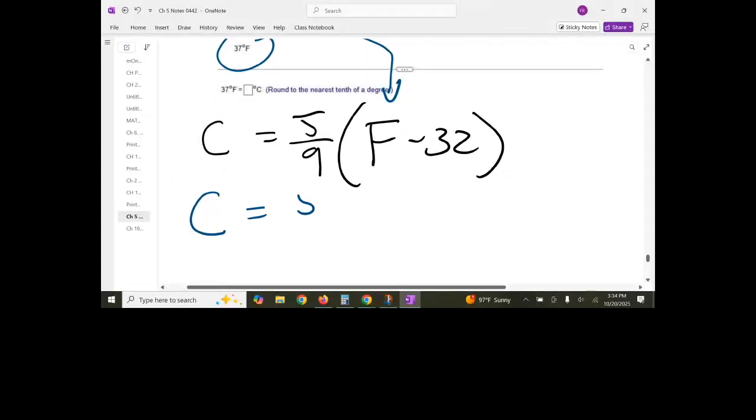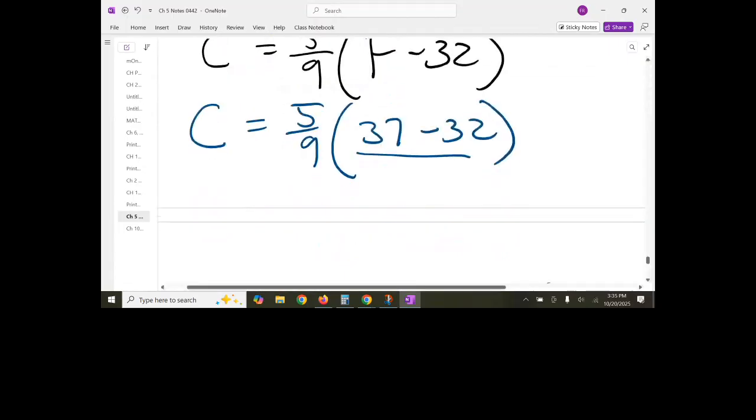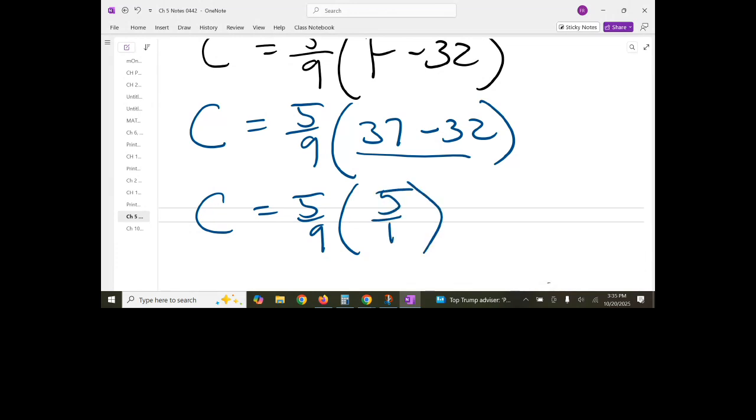Okay, so let's see. C equals 5 over 9. Now we're going to plug in 37 minus 32. Y'all, do you remember when we did the order of operations? What are we supposed to do first? Anybody remember? Order of operations. What is the first letter in order of operations? Anyone remember? Parentheses. Okay, what's 37 minus 32? Anyone know? Should be 5. Look, y'all, I'm going to write that as 5 over 1.